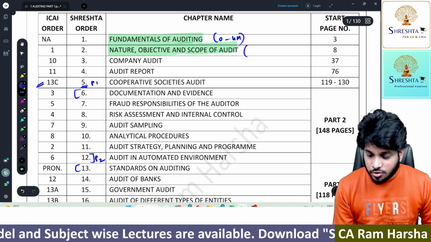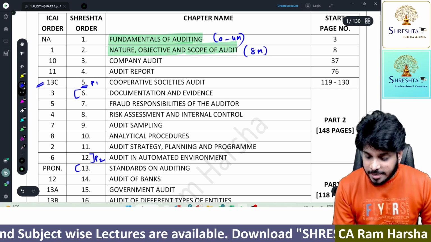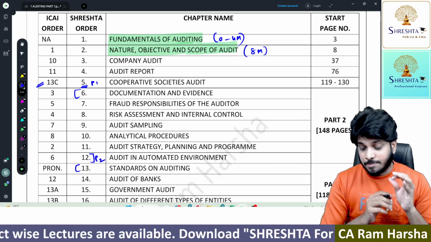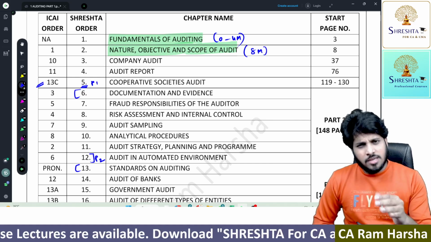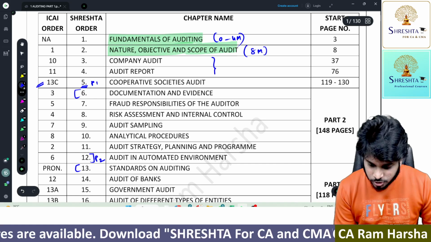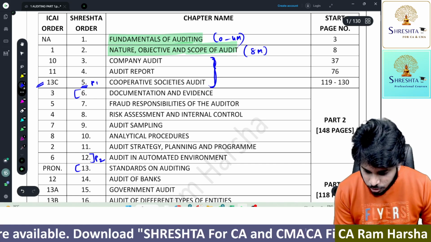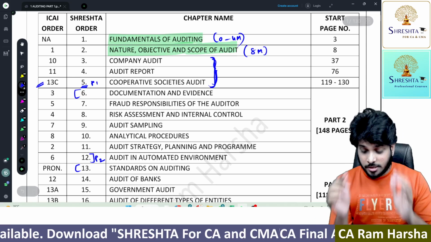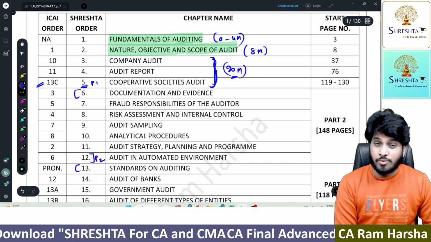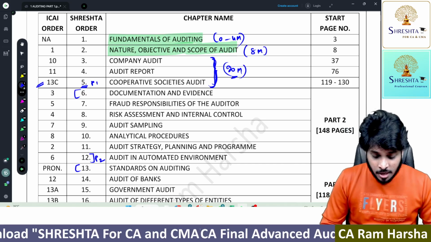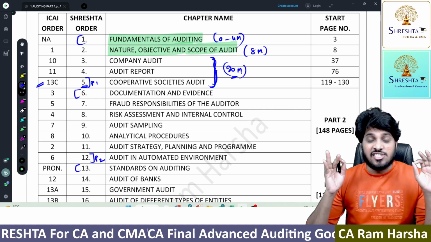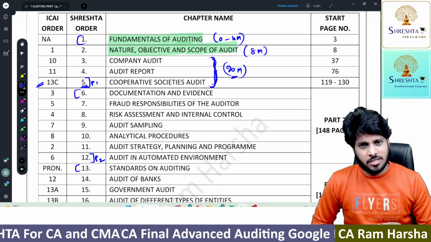Then nature, objective and scope of audit. This chapter has 8 marks weightage, maybe 6 marks also may come. Then company audit, audit report and society's audit. These 3 chapters put together will have approximately 20 marks weightage. Which means whatever chapters we covered in part 1, you should not take any chance. You must study 100%.